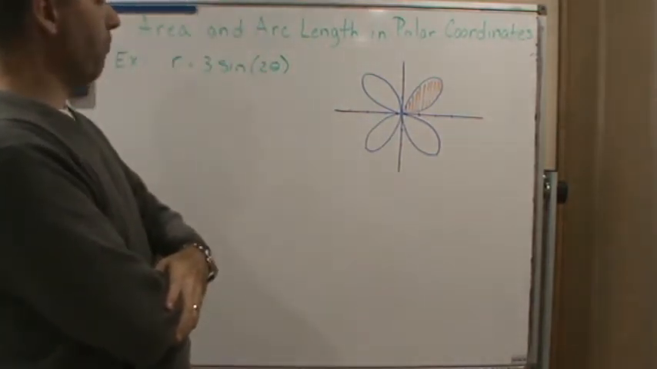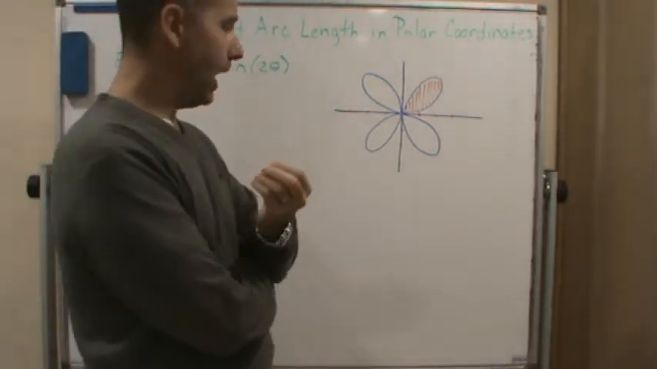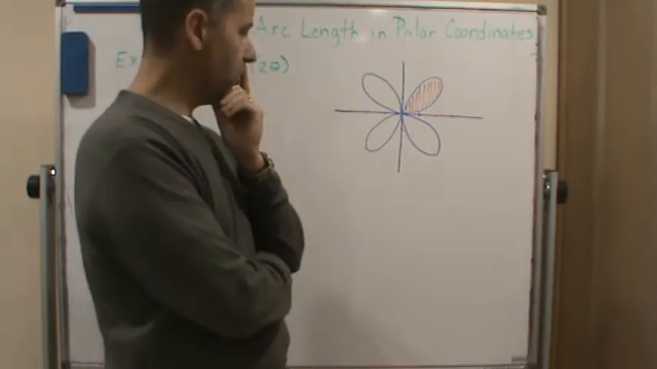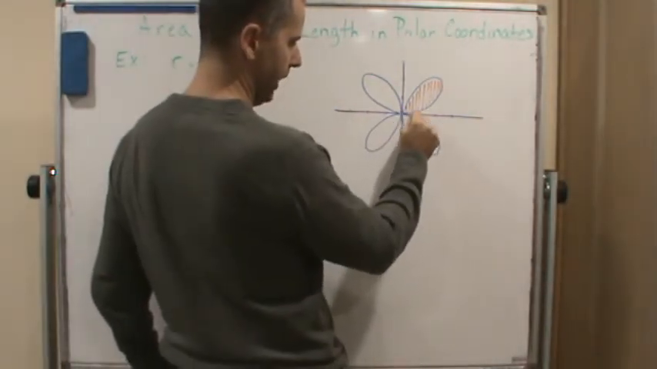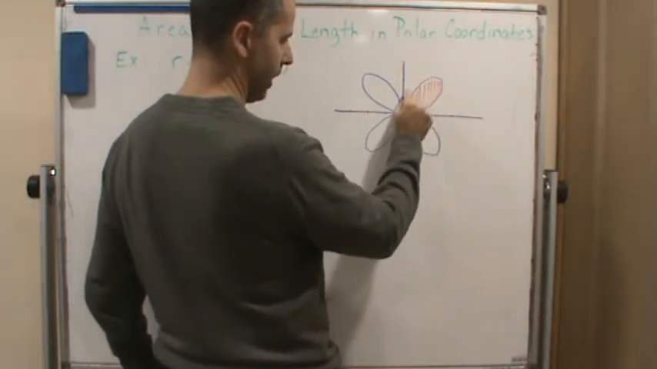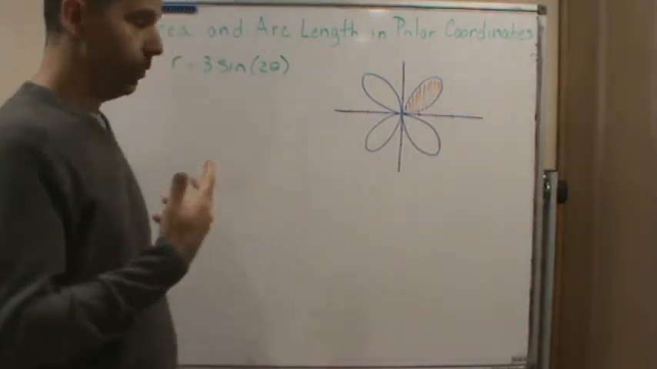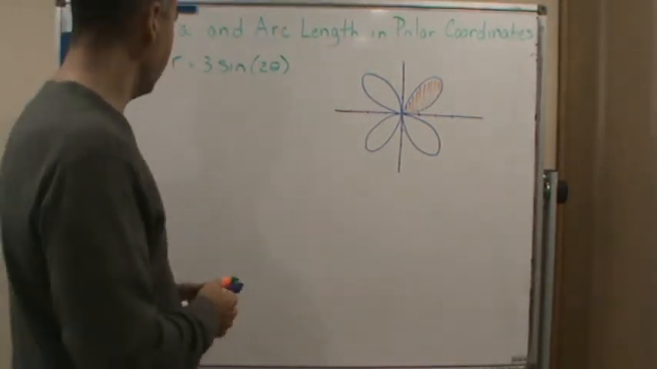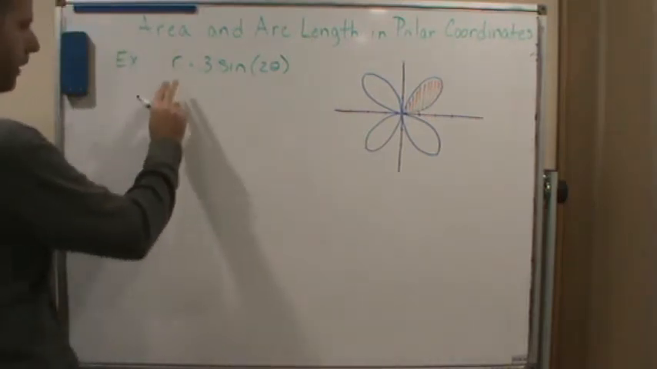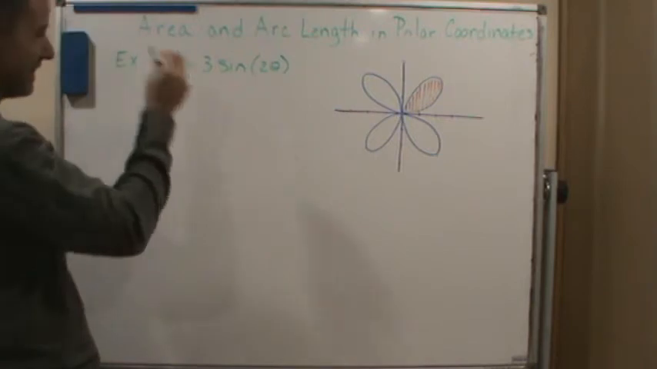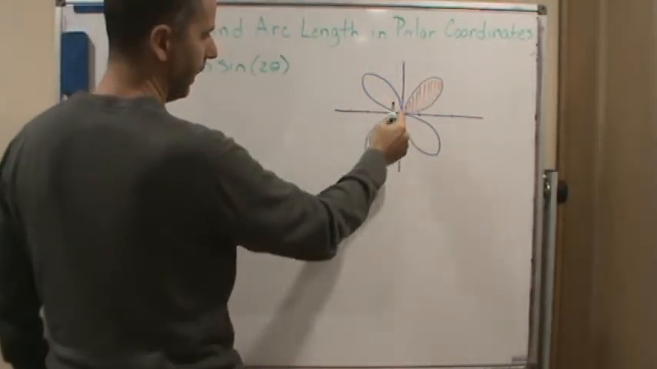But let's think about this for a moment. As we trace out the first petal, what happens? It comes from here and goes out, and then it comes right back in. So when is the radius 0? We know that r is equal to this, so we want to know when this thing is equal to 0, because we know it starts at 0, and then it comes through and ends at 0.